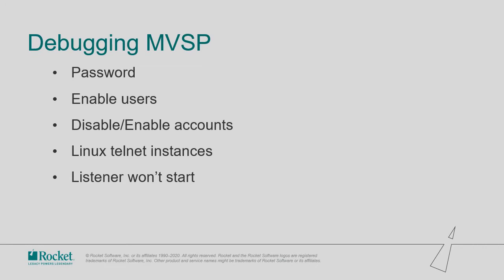The most common problems with MVSP are bad MVSP password, users are not enabled, accounts are not enabled or are missing MVSP components, Linux telnet instances, and the telnet listener won't start. Let's look at these one by one.